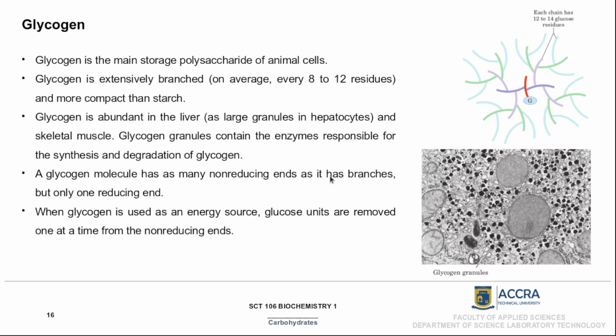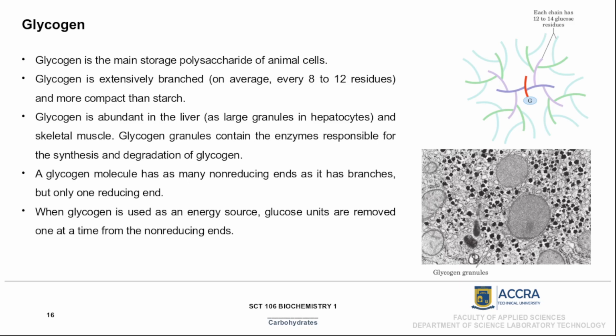Now, glycogen. Glycogen is the main storage polysaccharide of animal cells. One major difference you notice between glycogen and starch, which we just saw, is that the branch point, which you find in starch occurring every 24 to 30 residues, you find in glycogen occurring every 8 to 12 residues. And what that means is that glycogen becomes more branched and is more compact than starch, and thus glycogen will store much more energy than starch.